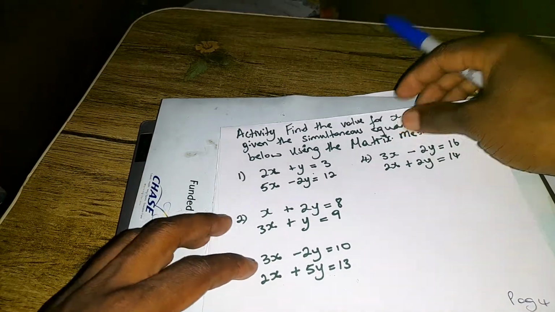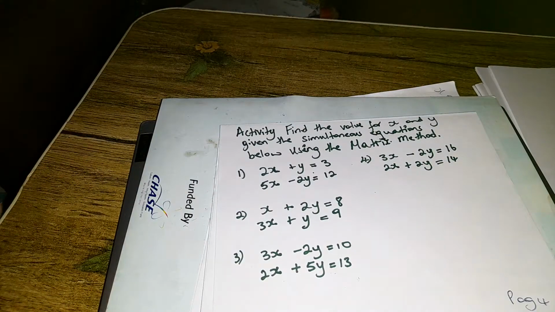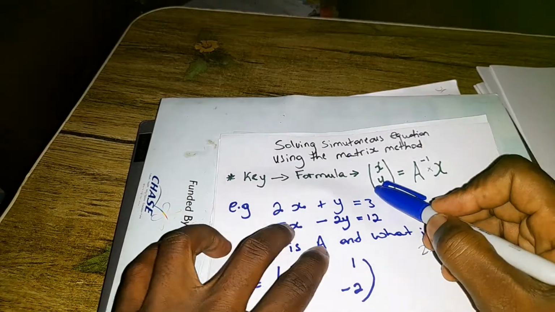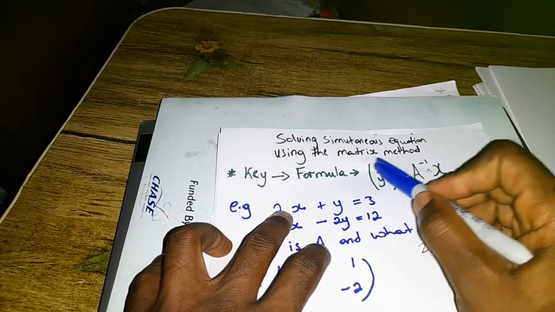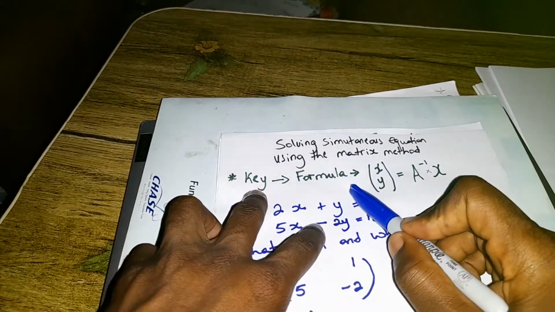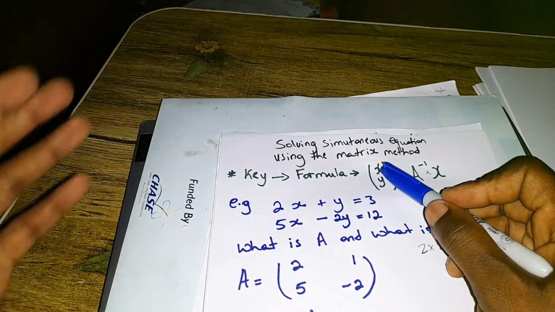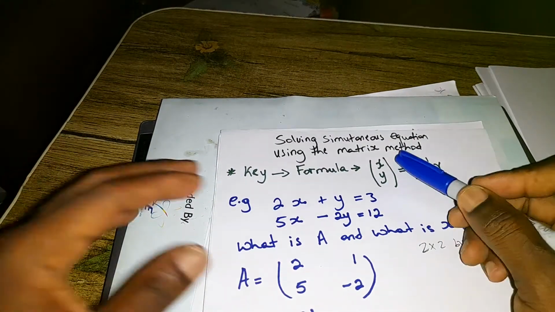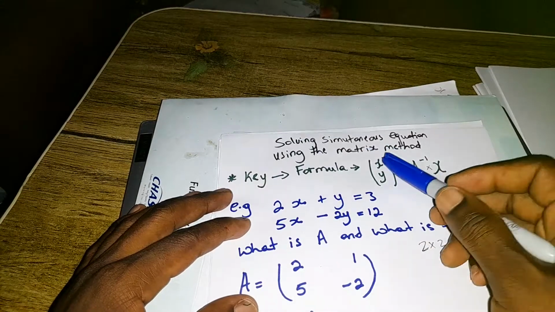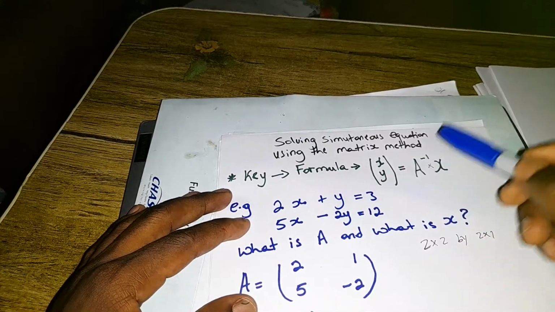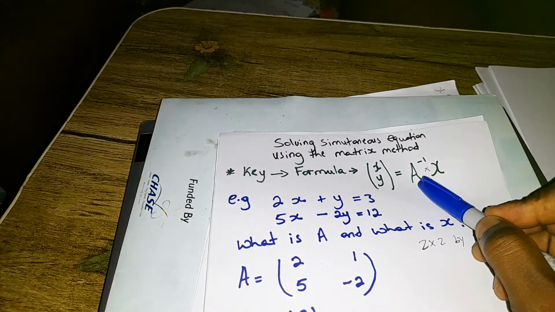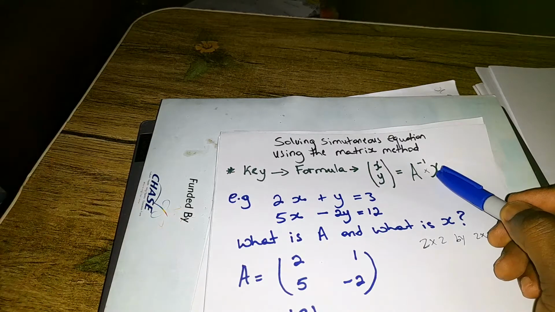But first, you need to know what the method is. Here it is. Solving simultaneous equations using the matrix method. Key, the formula. Remember that in simultaneous equations you're normally solving for x and y. So this is how it looks: x and y in column form equal the inverse times x. Now we know how to find the inverse because I've just shown you, but we just need to know what x is.